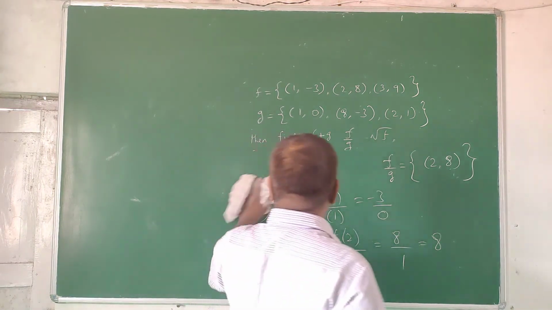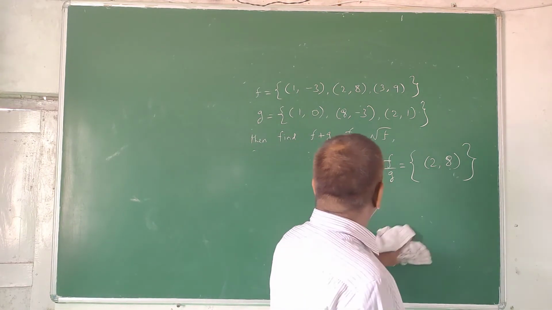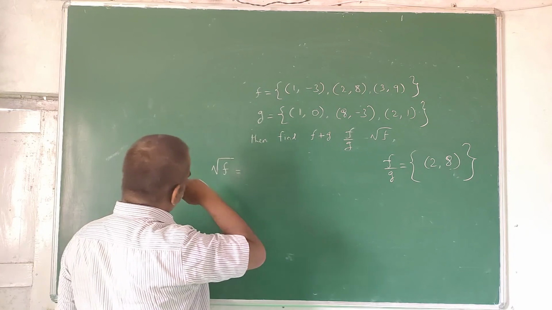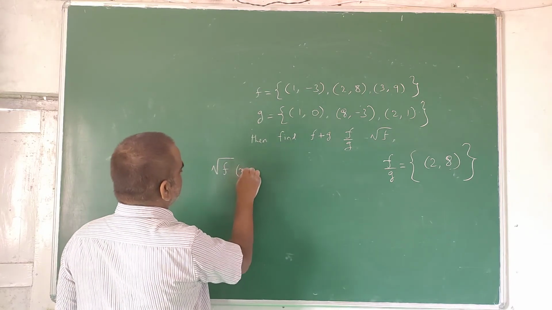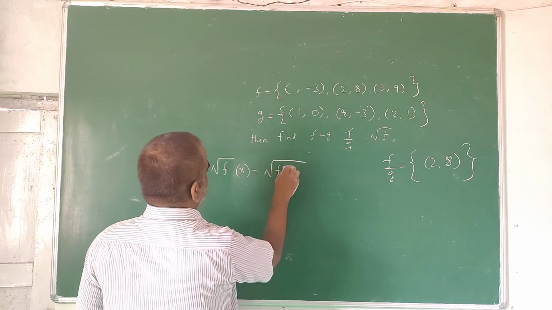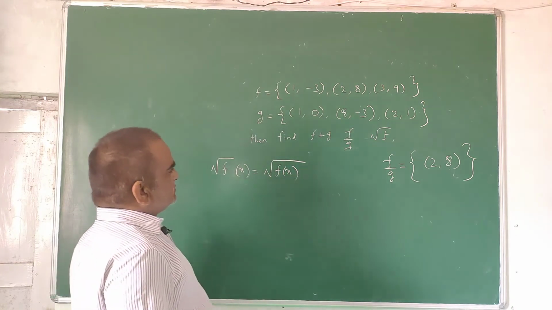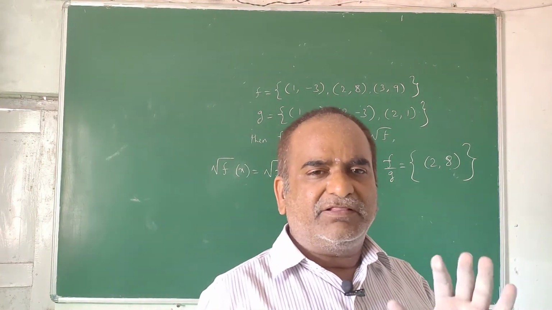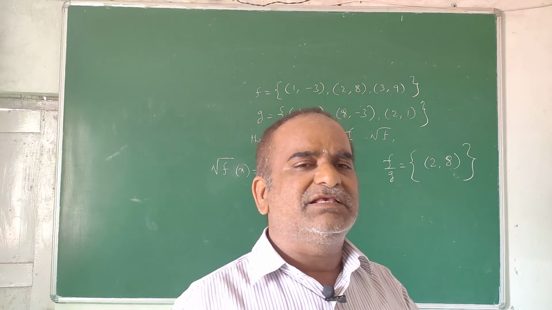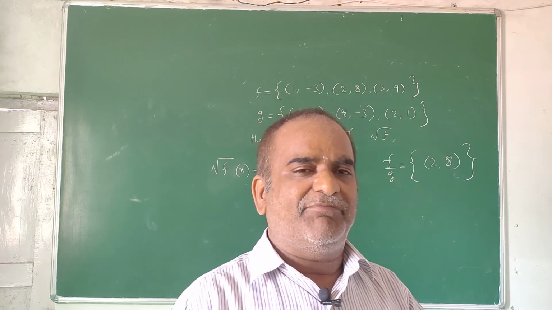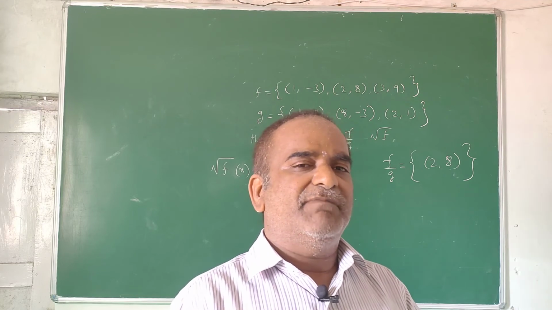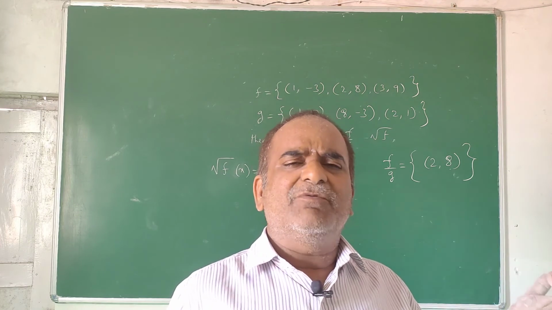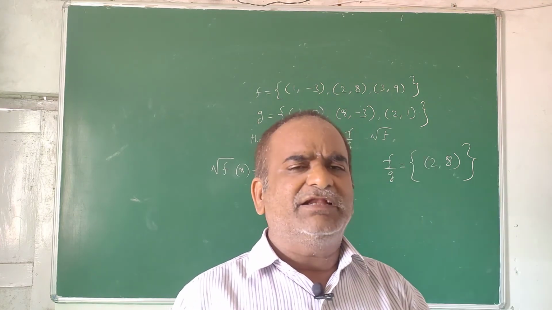So coming to root f. Root f of x is equal to root over f of x, as we know. Here alone you are finding root f, so f-related values only. So here g is not involved. So it's not like f plus g or f by g or 2f minus 3g. It is alone f. So obviously you can take the domain of f, not that common domain.